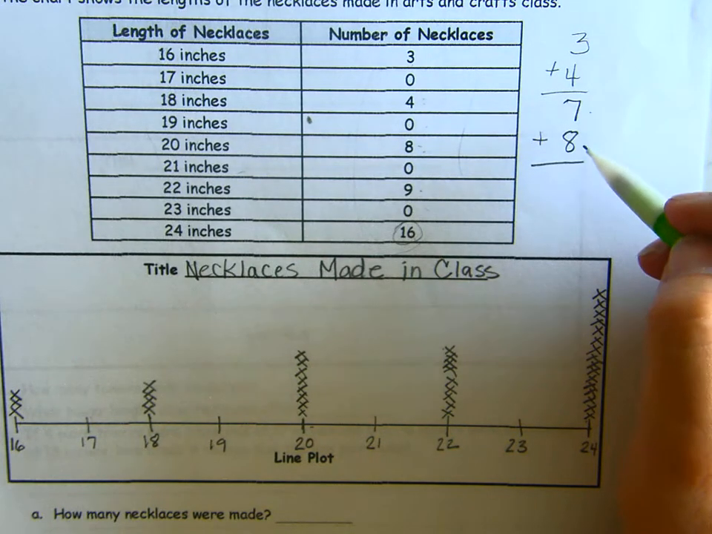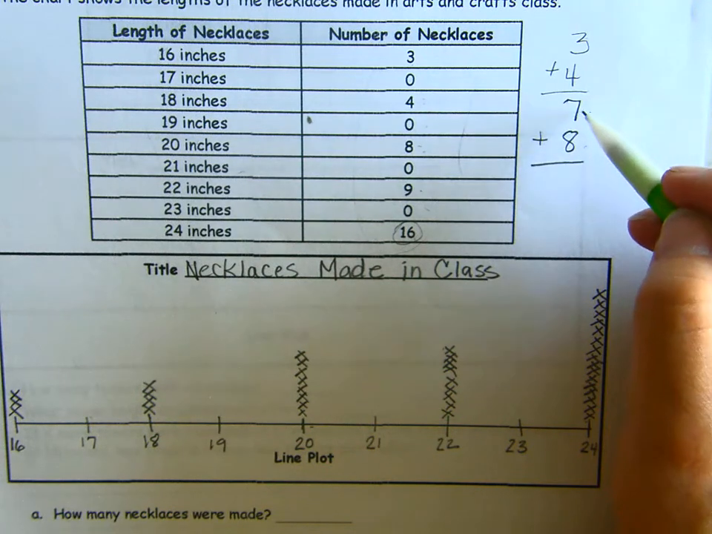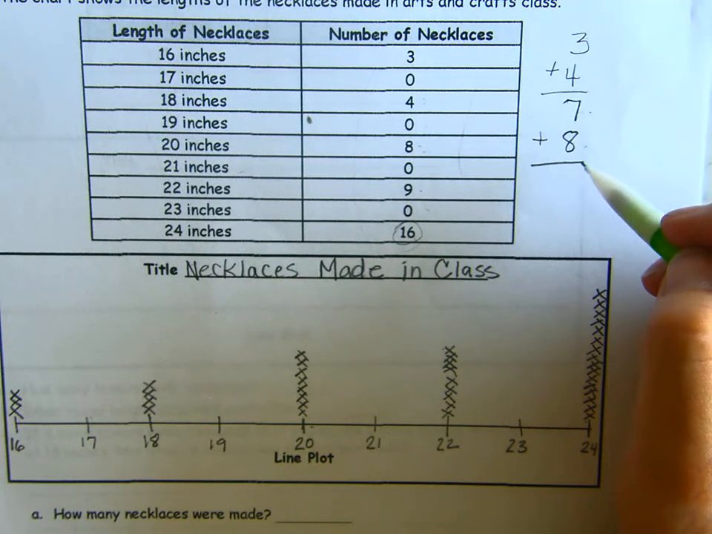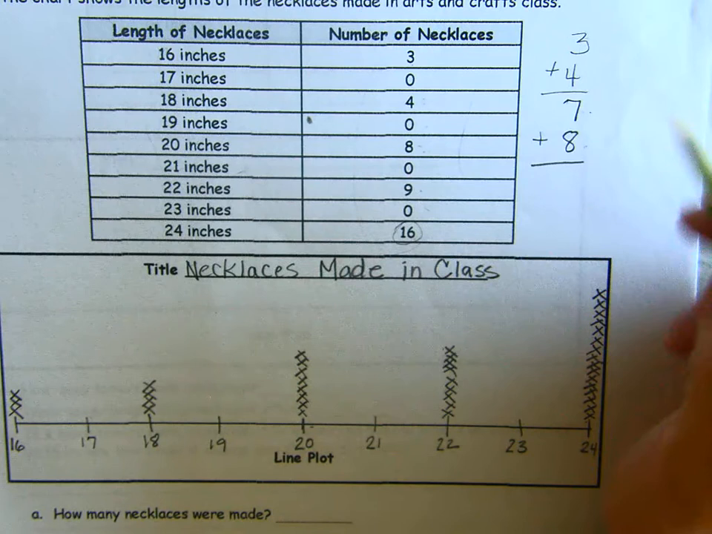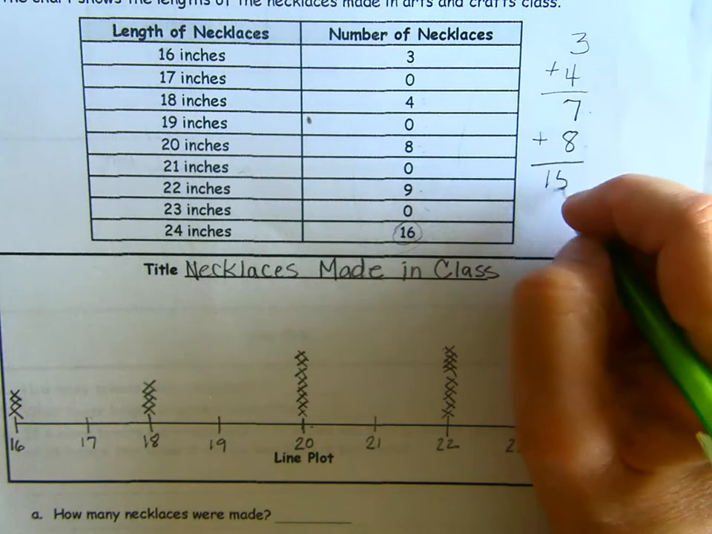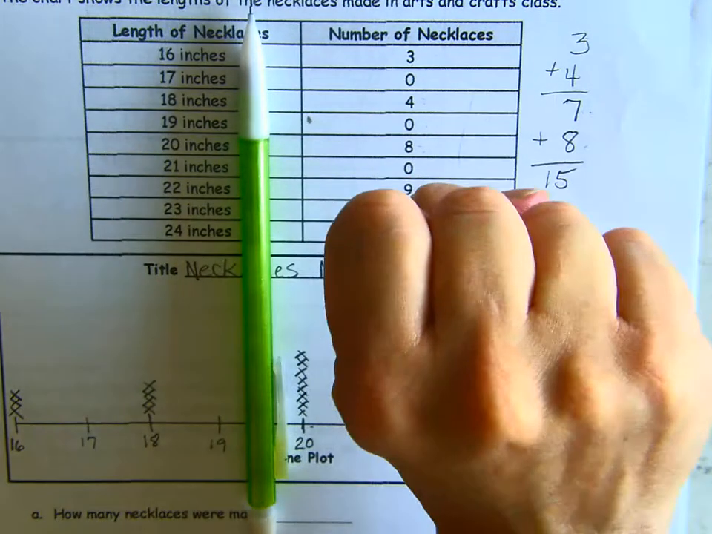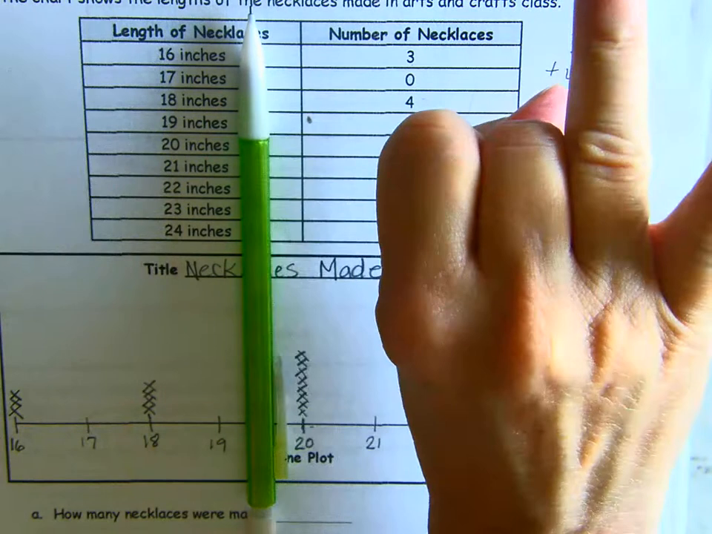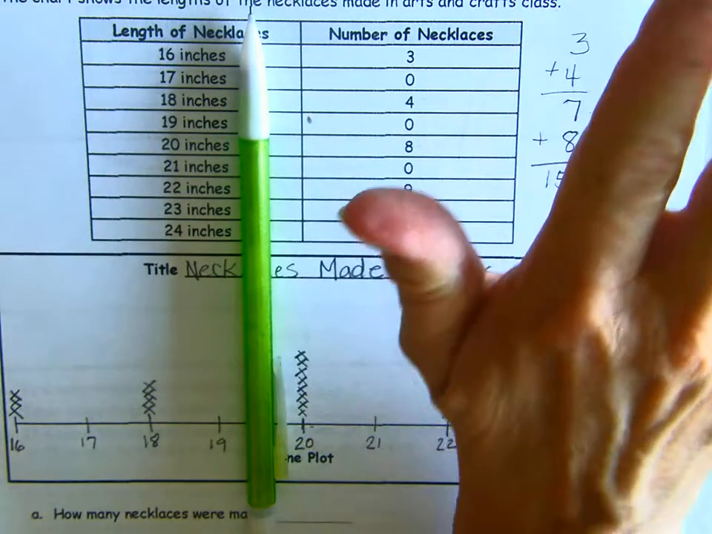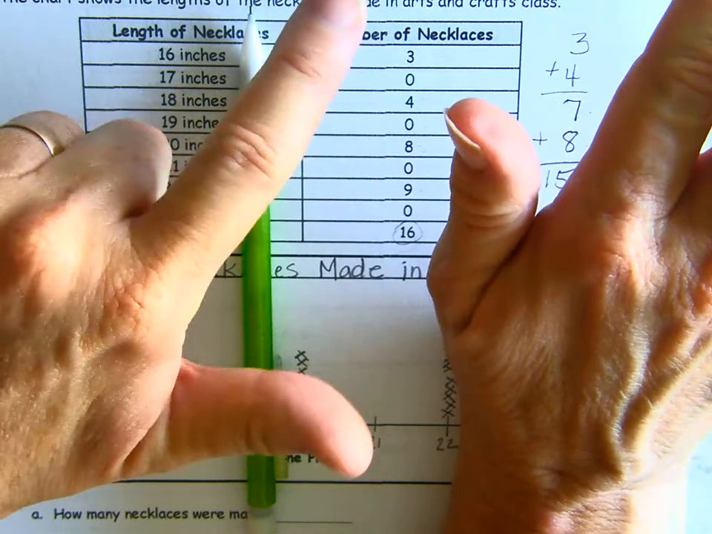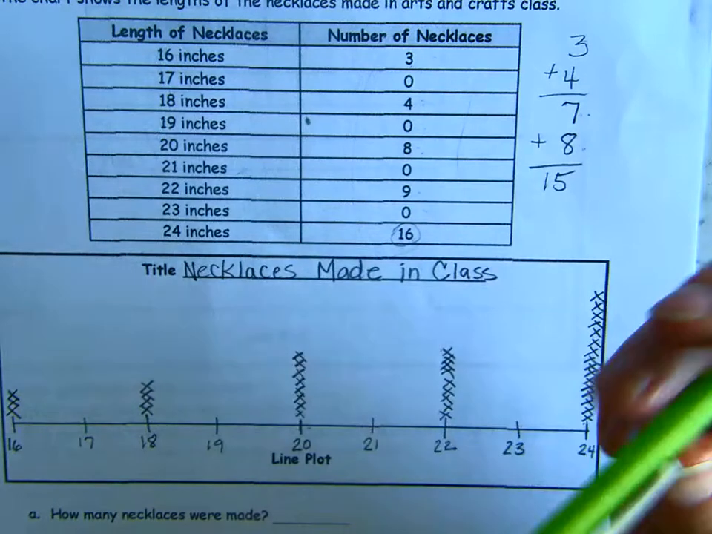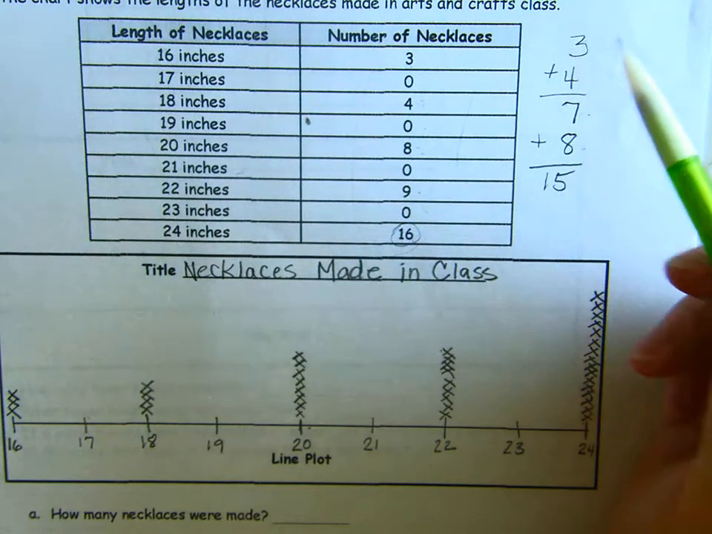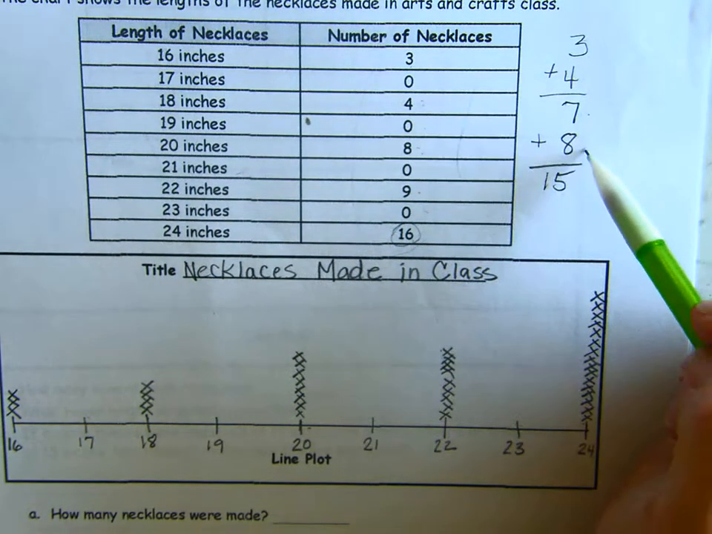What if it were 8 plus 8? So we have our doubles. 8 plus 8 would be 16. 7 is 1 less. So 1 less than 16 is 15. Again, we can count on 8, 9, 10, 11, 12, 13, 14, 15. 7 plus 8 is 15. So we've added our 3 and our 4 and our 8.